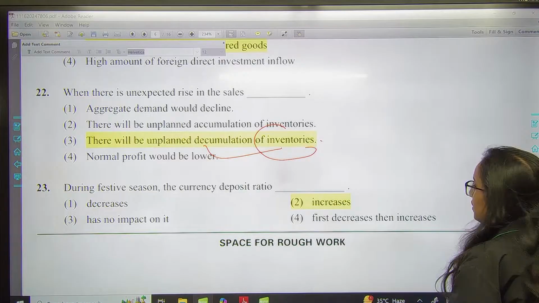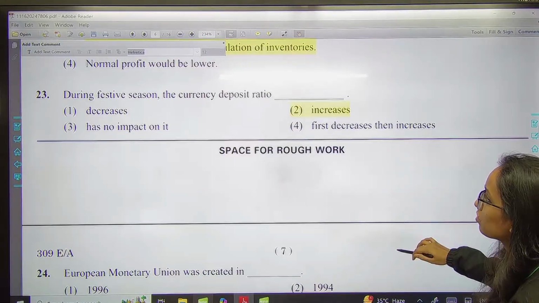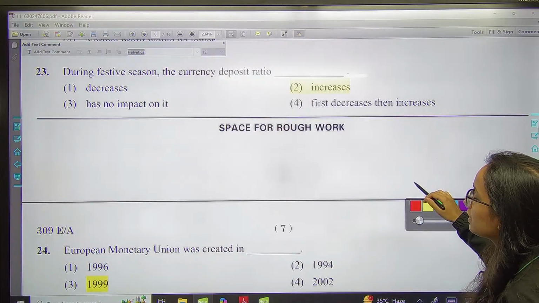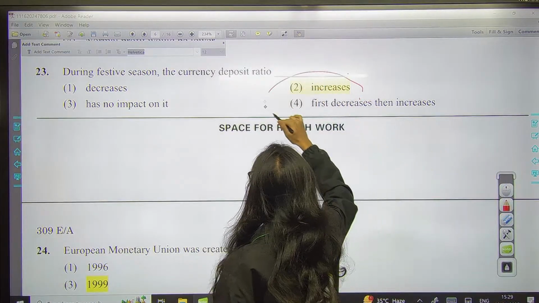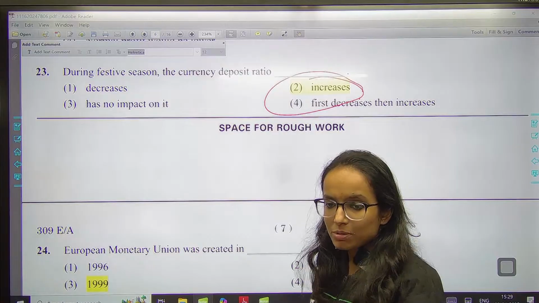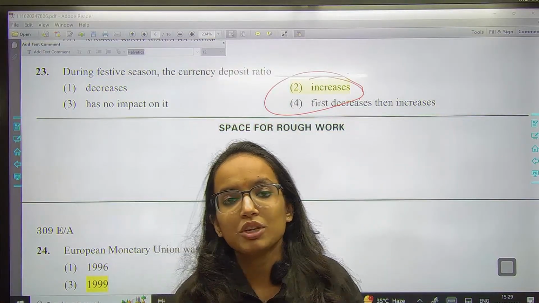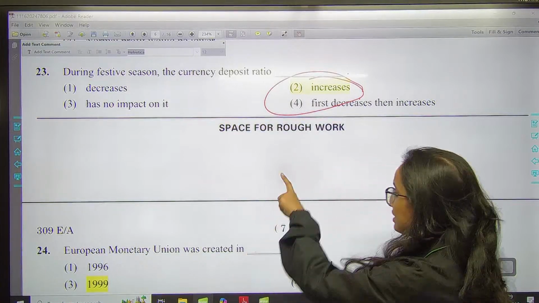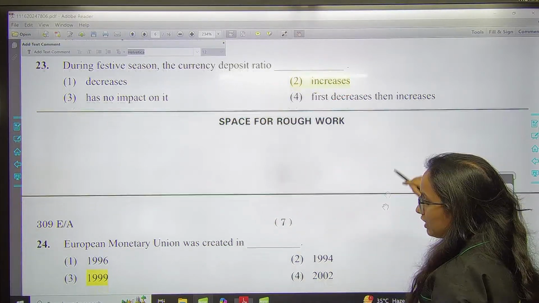Then during the festive season, the currency deposit ratio would increase. So they have asked about the currency deposit ratio. Why will it increase? Because people during the festive season want more cash in hand, right? So these kind of concept based questions, they have also asked.